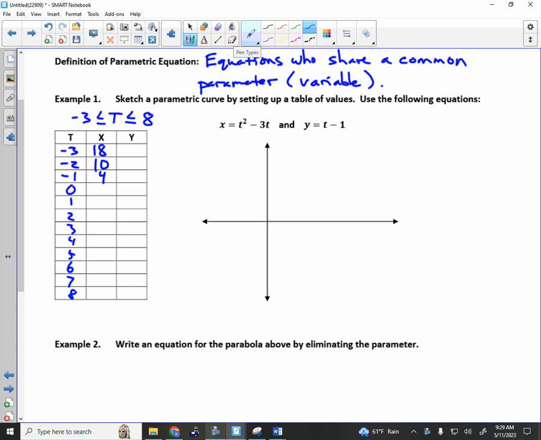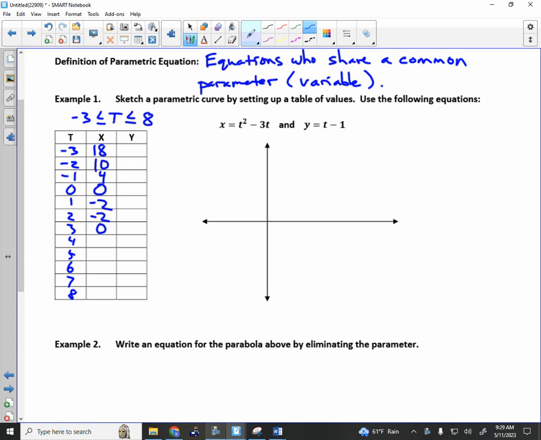What do you get when you plug in 0? You get 0. What do you get when you plug in 1? 1 minus 3 or 1 plus 3? 1 minus 3 is -2. Now I plug in 2. 2 squared is 4. Will it be a -6 or +6? This will be a -2. Plug in 3. 3 squared is 9. Will it be 9 minus 9 or 9 plus 9? 9 minus 9 is 0.